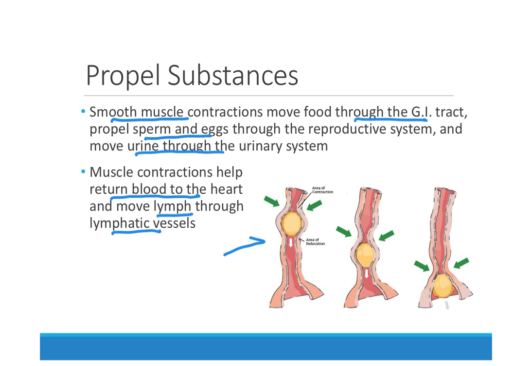This illustration just shows what happens as things are being moved down a tube, like going from your esophagus into your stomach. You have areas where muscles are contracting above and relaxing below, and so then the food can be sent in a downward direction, squeeze by squeeze.